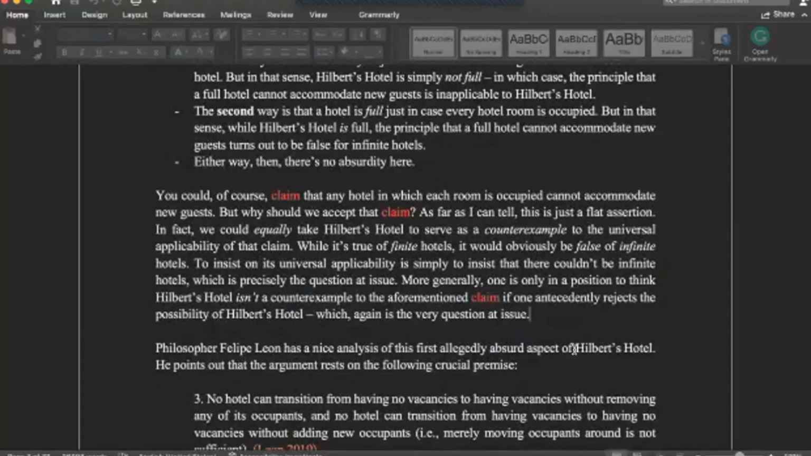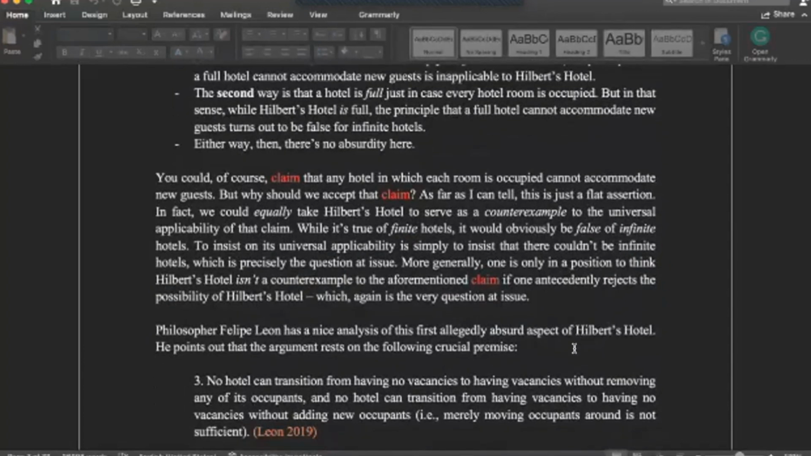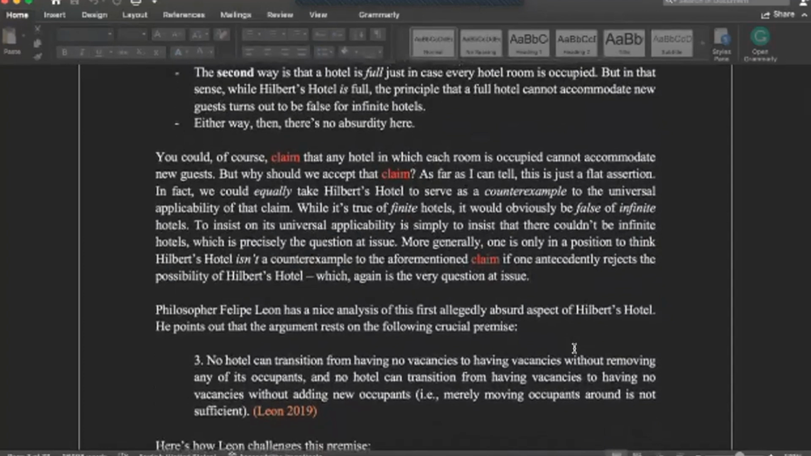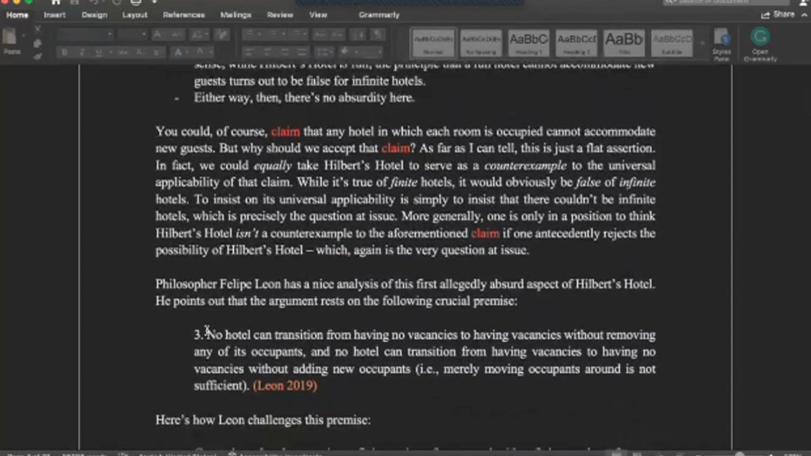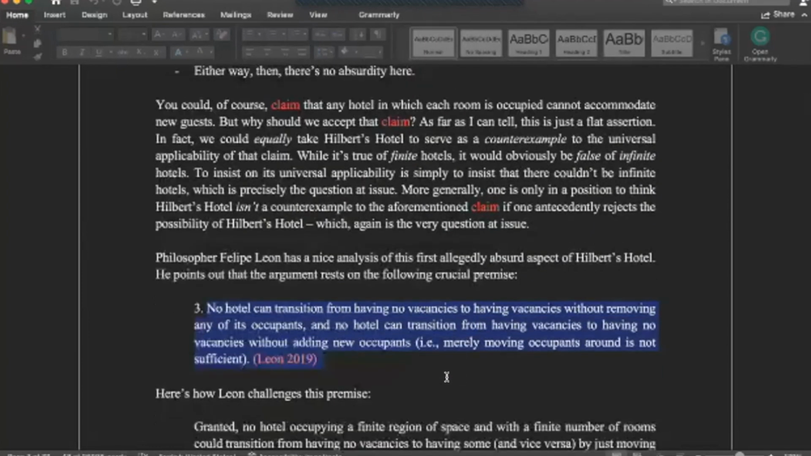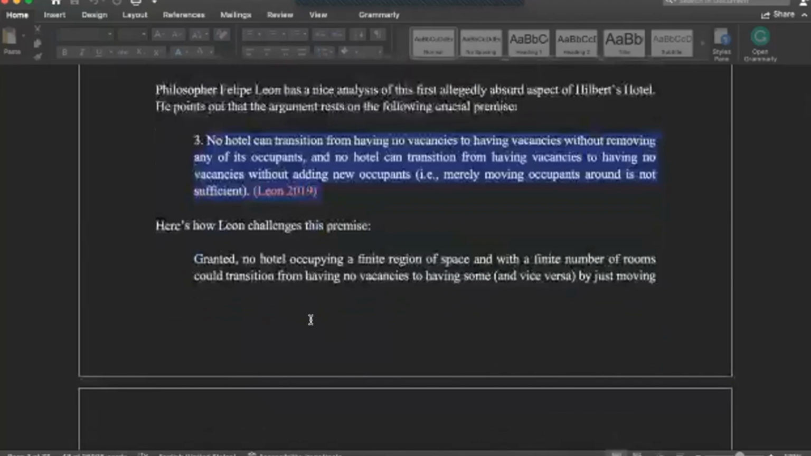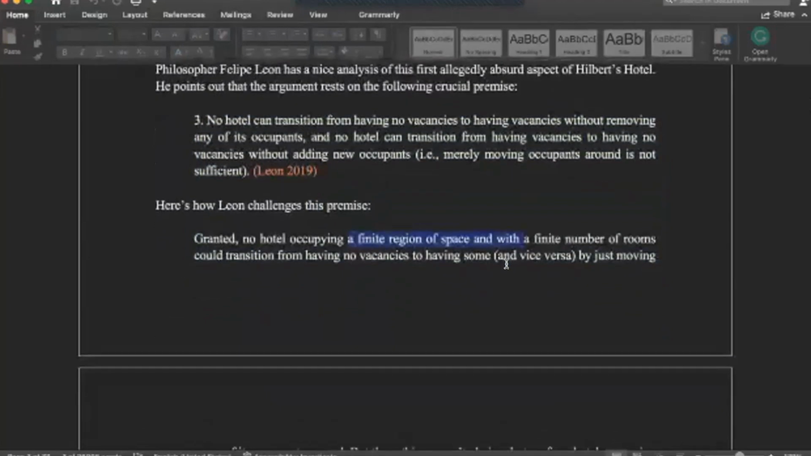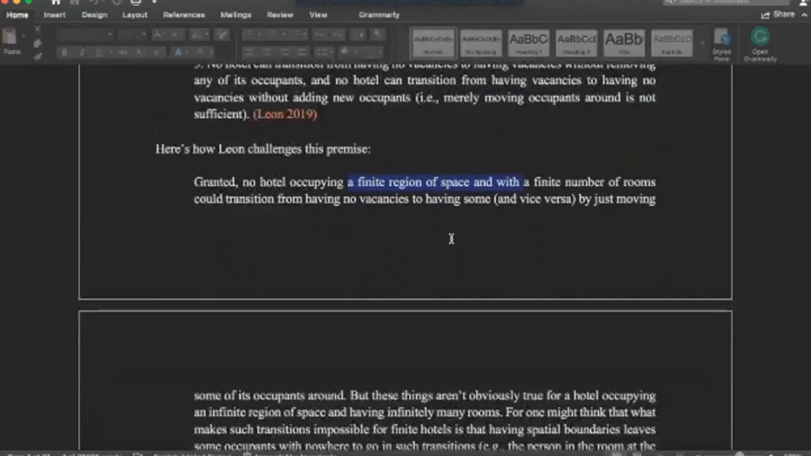Philosopher Felipe Leon has a nice analysis of this first allegedly absurd aspect of Hilbert's Hotel. He points out that the argument rests on the following crucial premise. No hotel can transition from having no vacancies to having vacancies without removing any of its occupants, and no hotel can transition from having vacancies to having no vacancies without adding new occupants. That is, merely moving occupants around is not sufficient. Here's how Felipe Leon challenges this premise. Granted, no hotel occupying a finite region of space and with a finite number of rooms could transition from having no vacancies to having some, and vice versa, by just moving some of its occupants around.